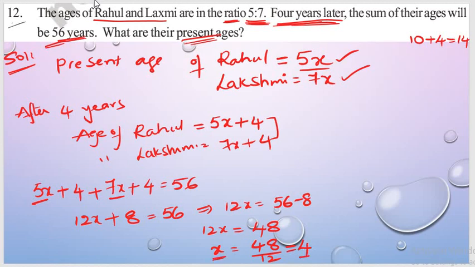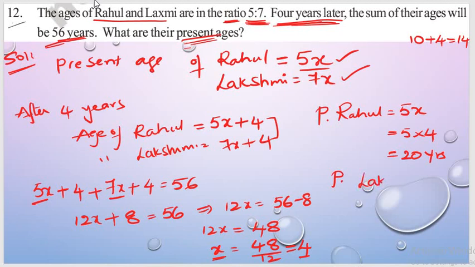Now I need to find out their present ages, right? So what is the present age of Rahul? Rahul's present age is 5 times x. So 5 into the value of x, which is 4, gives me 20 years. So this is the present age of Rahul. The same way, the present age of Lakshmi I can write as 7x. So 7x is 7 into 4.